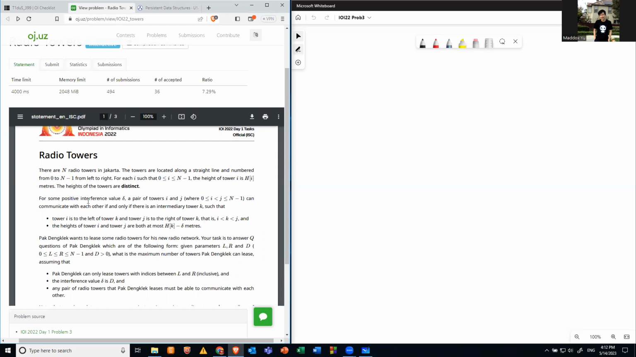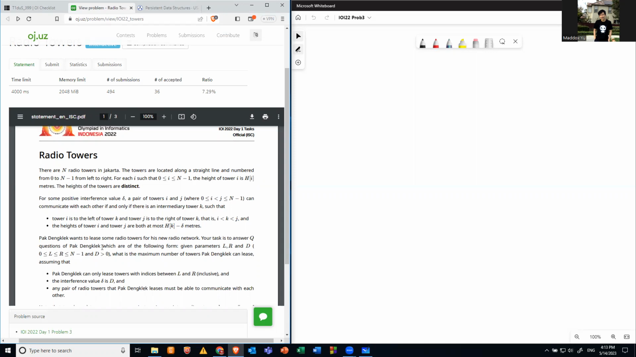And then for a given interference value, the heights of towers I and j are at most the height of the tower in between minus that value. So basically, between I and j, you have a peak, which is at least this height of delta.